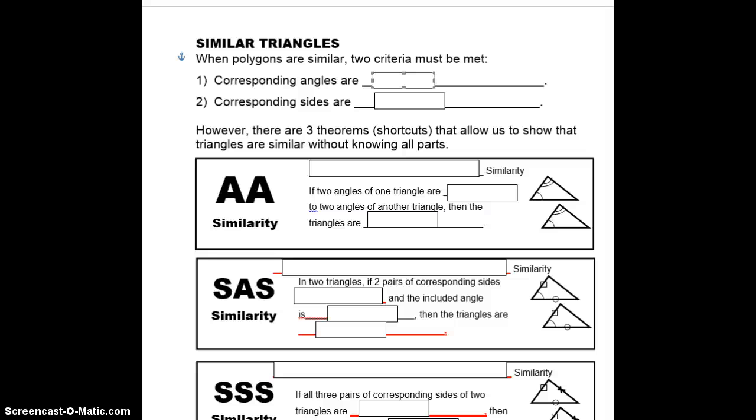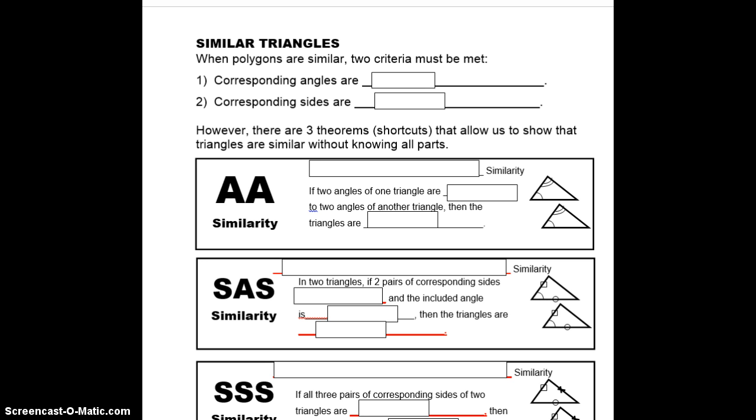Okay, guys. So in our last set of video notes, we were talking about similar polygons, and that could be any kind of polygon, doesn't matter how many sides it has. But tonight we're going to be a little more specific. We're going to focus on just triangles because in triangles there are some shortcuts we can use.